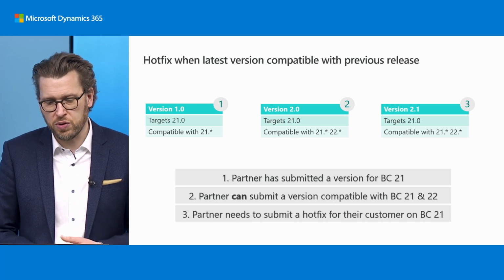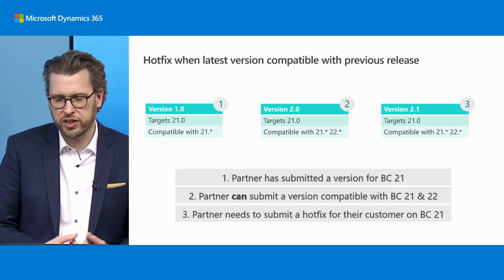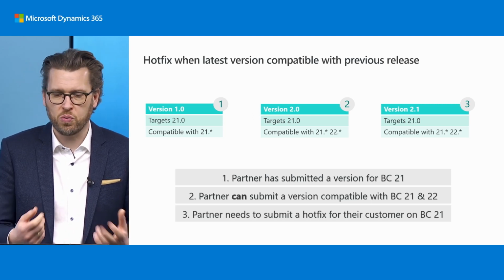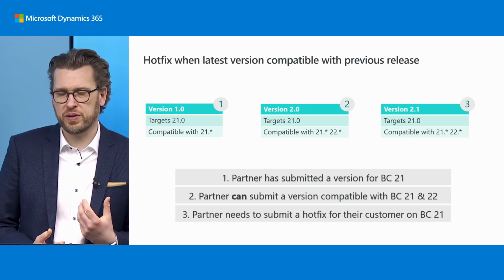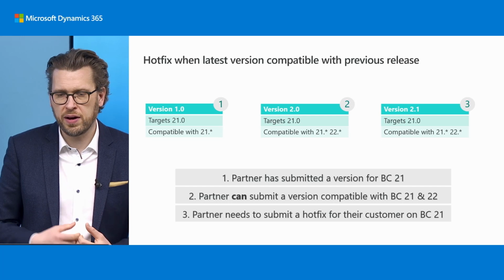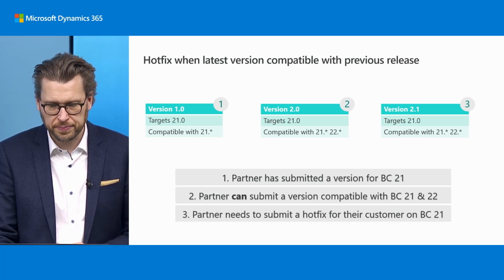The example here is that you had a version 1.0, you submitted a new 2.0, and then you had to fix that, and you submitted a version 2.1. This is great because the app is compatible both with the current version in market as well as with the next version that we are launching.